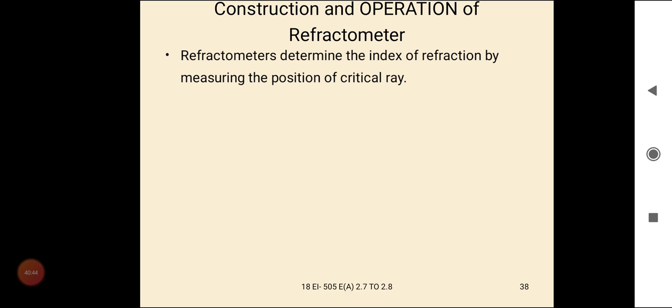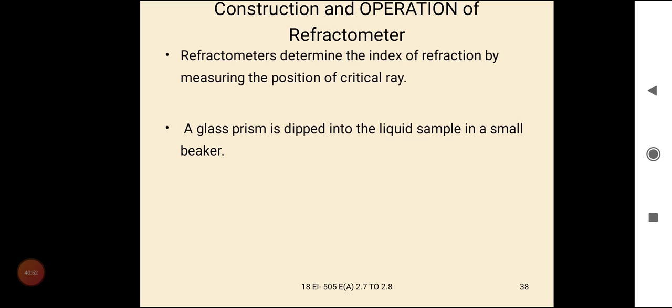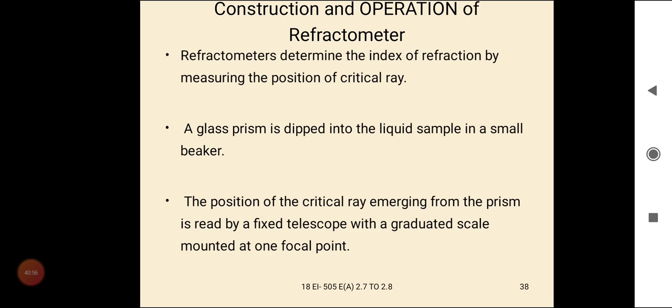Construction and operation of the refractometer. Refractometers determine the index of refraction by measuring the position of the critical ray. A glass prism is dipped into the liquid sample in a small beaker. The position of the critical ray emerging from the prism is read by a fixed telescope with a graduated scale mounted at one focal point.